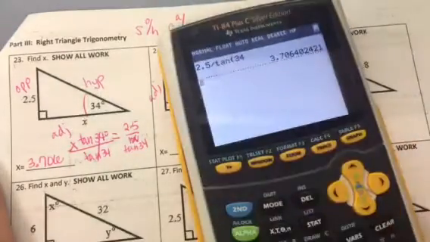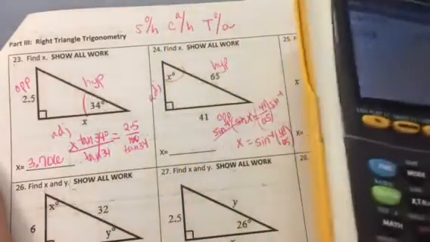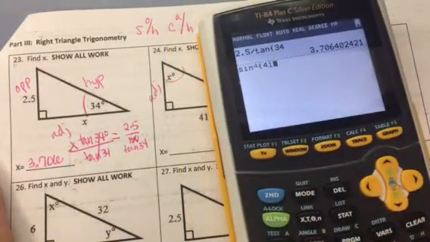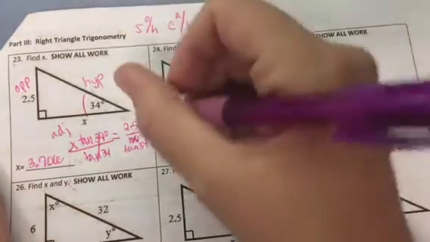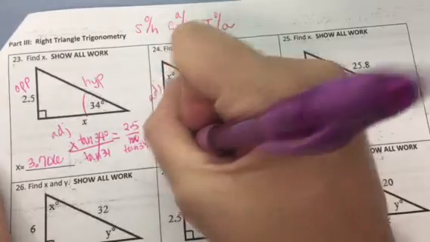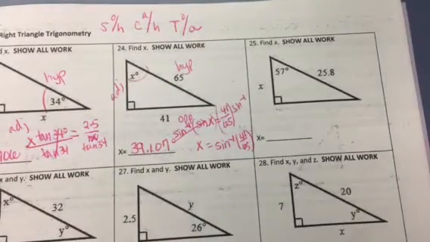We can just plug that in our calculator. Second sine is your inverse sine. Don't do negative sine. It's not the same thing. 41 divided by 65. We should get 39.107 when we round. So that's approximately 39.107 degrees.